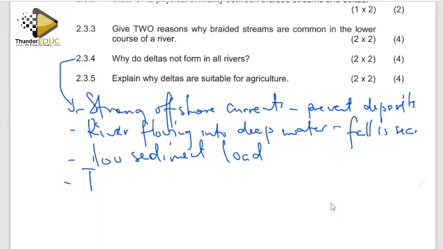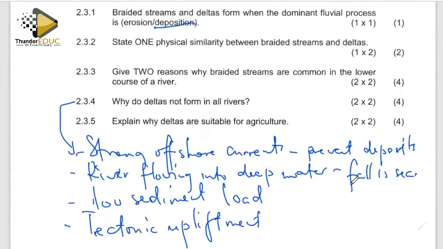Then you can also talk of tectonic upliftment. If there is tectonic upliftment, it means the gradient is going to be steeper towards the mouth of the river, and hence there is no effective formation of deltas. If a landform is uplifted, then automatically we will have a steeper gradient as we go towards the mouth of the river, and because of the steeper gradient, the river cannot effectively deposit material, forming the deltas. Right, then we got the last question.